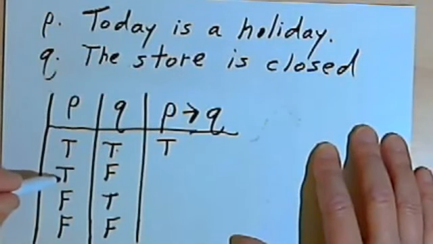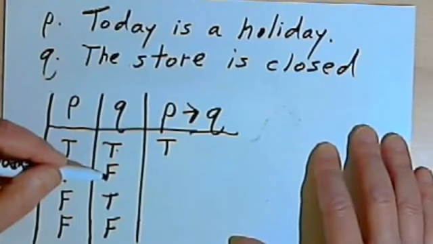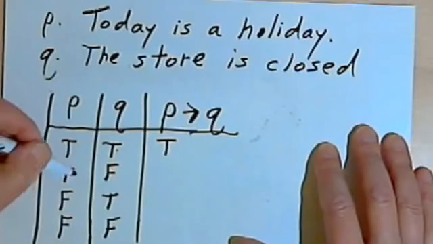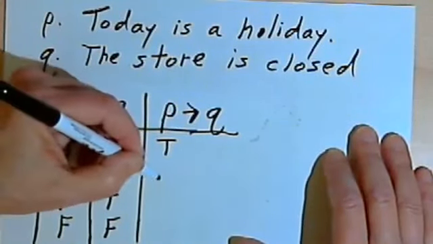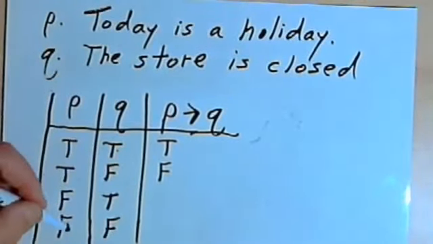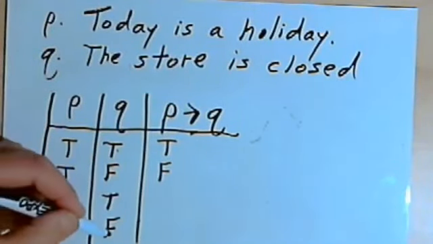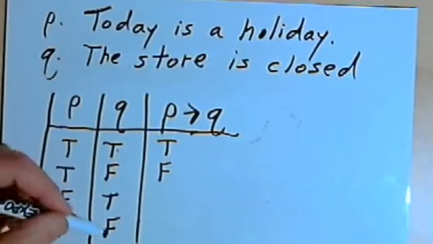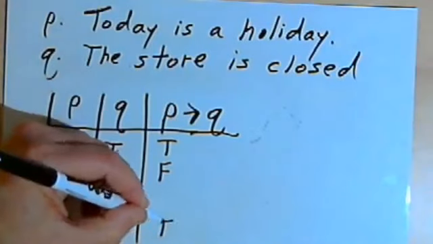If today is a holiday and the store is not closed because Q is false, then my expectation has not been met. I expected that since today was a holiday, the store would be closed, and the store was not closed. So this is a false statement. I'm going to jump down to the condition where they're both false. So today is not a holiday and the store is not closed. Well, I didn't have any reason to expect the store to be closed because today was not a holiday. So that's also going to be true.